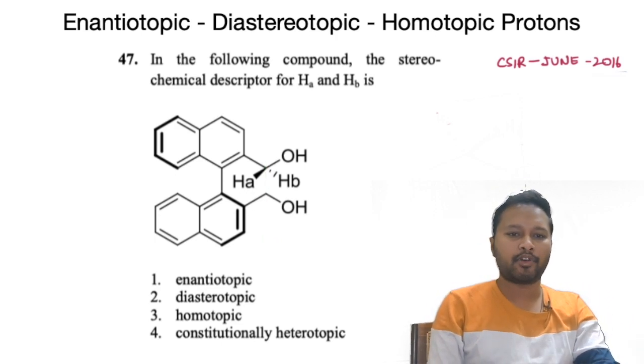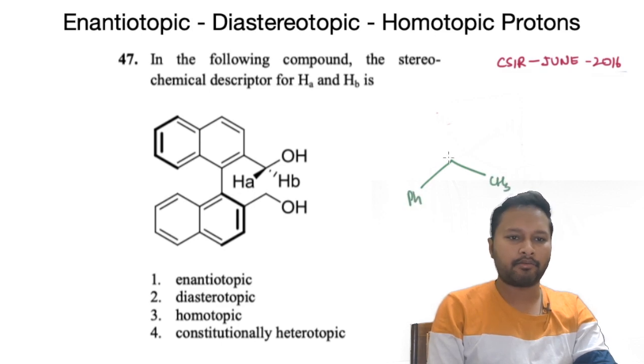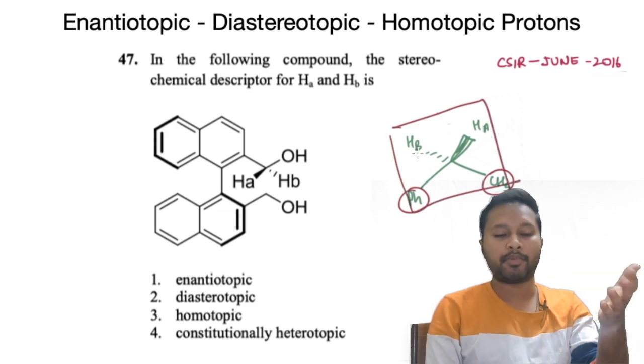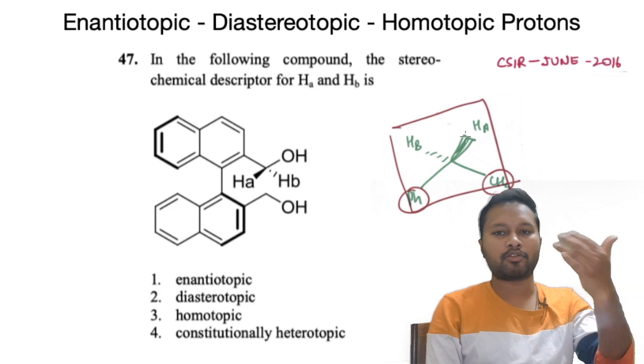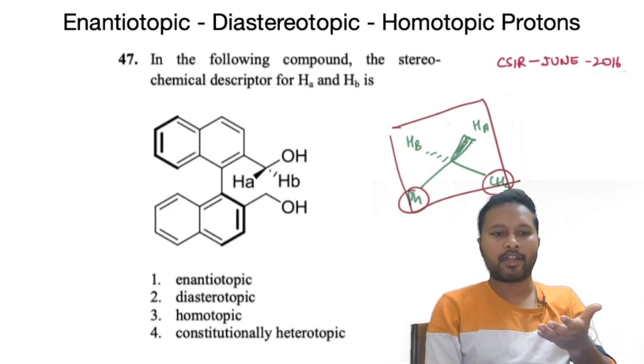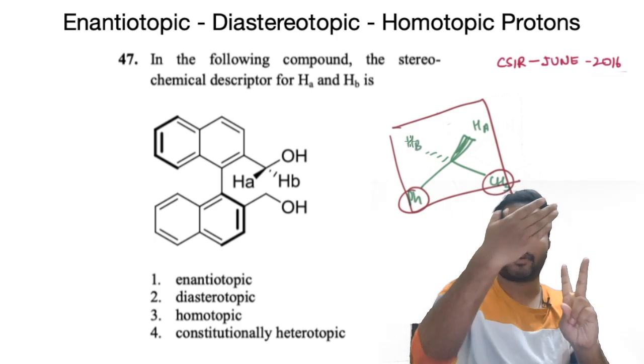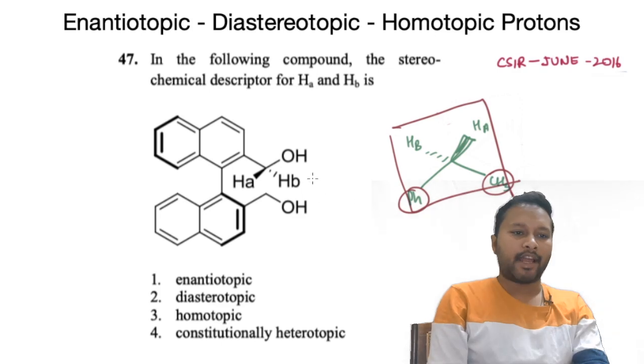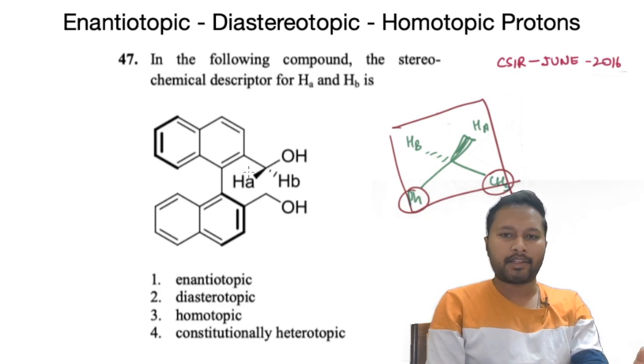If you remember, we did an example in the starting where we took a phenyl group and a CH3 group, and we took two hydrogens. One was HA and the other one was HB, let's say. And we saw that there was a plane of symmetry. That plane was passing through this phenyl, and it was passing in between HA and HB, right? HB was below the plane, on the other side of the plane, and HA was towards you. So these two groups were on opposite sides of the plane, and the plane was going in between them.